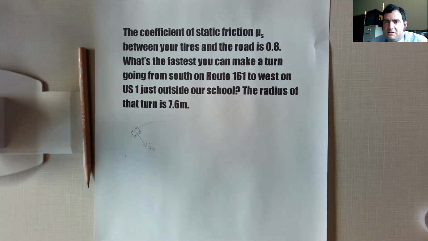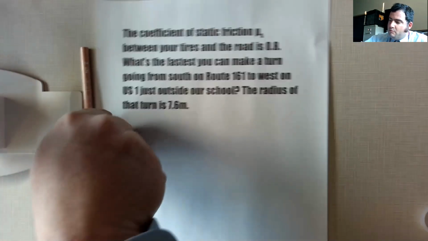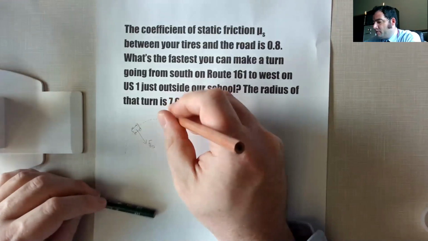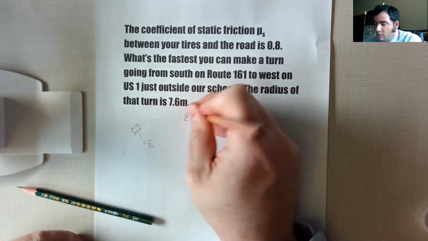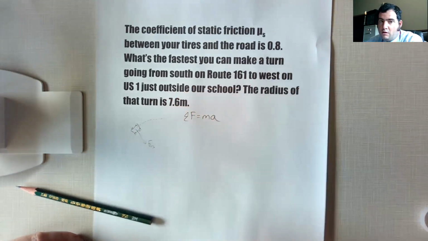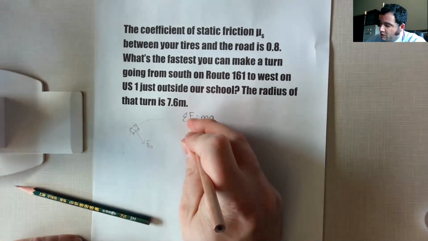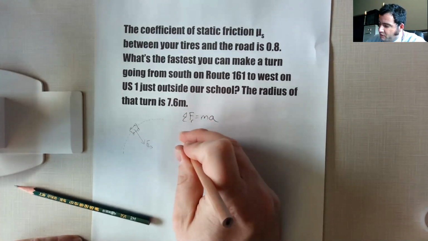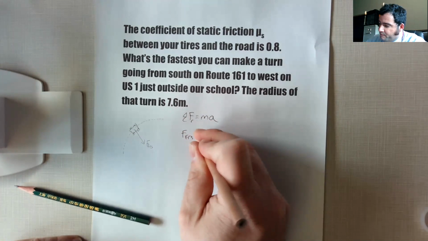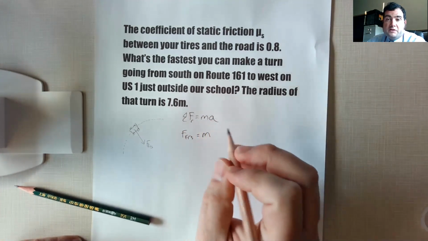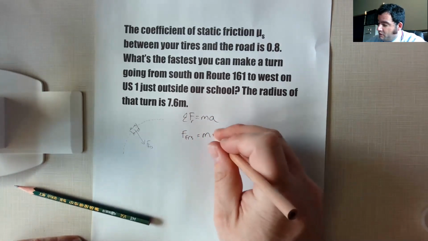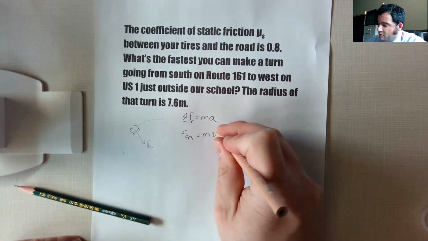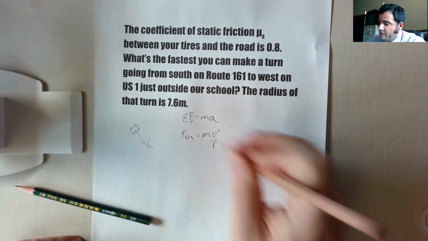So what we now need to do is basically make our sigma F equation. And we'll include along the radius, our only force is F_fs. Since we're moving in a circle, the centripetal acceleration applies. So a is v squared over r.